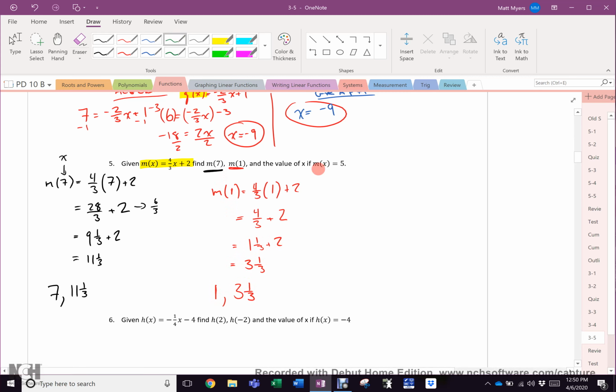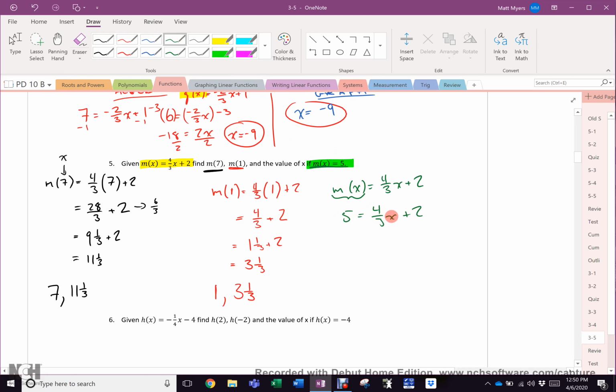And lastly, this one's different. How is it different? I'm going to take a moment for you to think about that. In this one, you see we don't know x. M of x equals 4/3 x plus 2. I know that m of x is 5. So this right here, this whole thing, because the m is part of it, 5 equals 4/3 x plus 2.